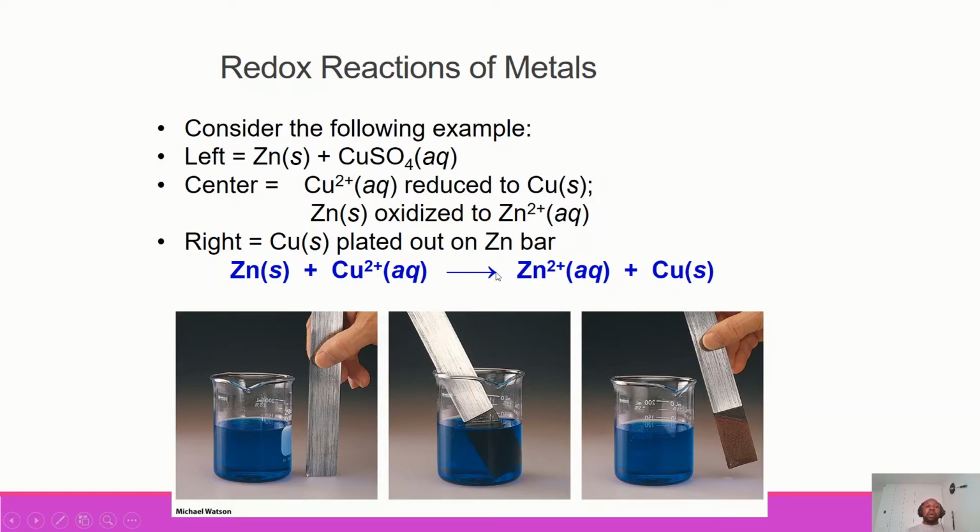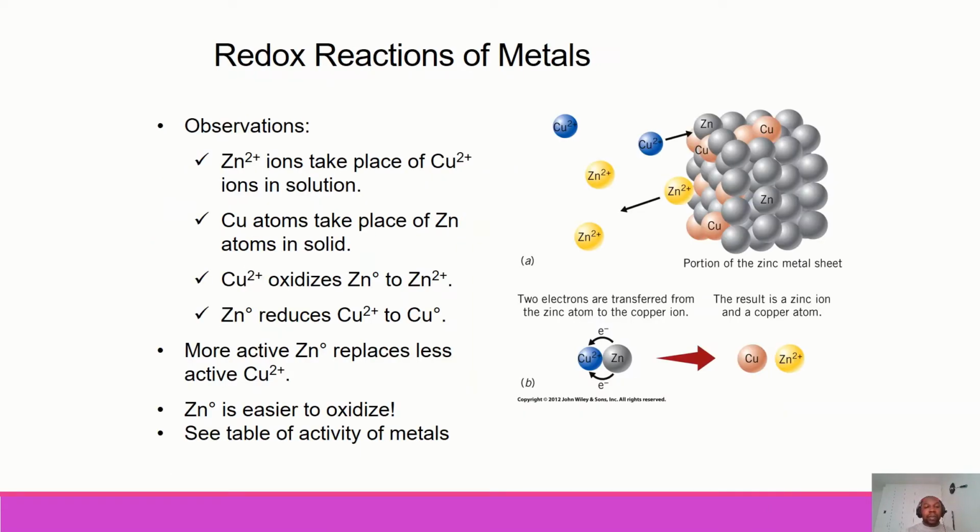So this is an example of the oxidation-reduction we are talking about. Copper is being reduced while zinc is being oxidized. What do we observe? The zinc ion takes the place of the copper 2+ ion in the solution, and copper atoms take the place of zinc atoms in the solid. We also observe that copper 2+ oxidizes zinc from zinc 0 to zinc 2+, and zinc 0 reduces copper 2+ to just ordinary copper. So the more active zinc replaces the less active copper 2+.